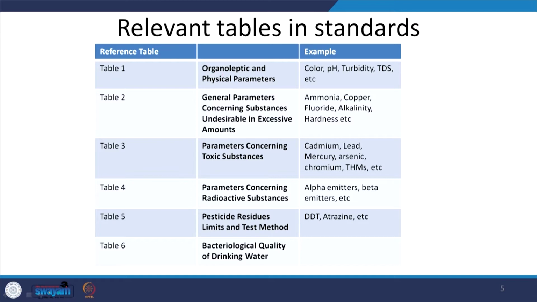So, first one is organoleptic and physical parameters. These are the general parameters which we discuss, which we measure when we talk about water or water quality. Then the parameters which, when excessive, will have undesirable effects, right. But again, copper will also have toxicity, so that will come there, and also in toxic substances, right. Typically, I am concerned about hardness, alkalinity, ammonia, iron, and so on and so forth.